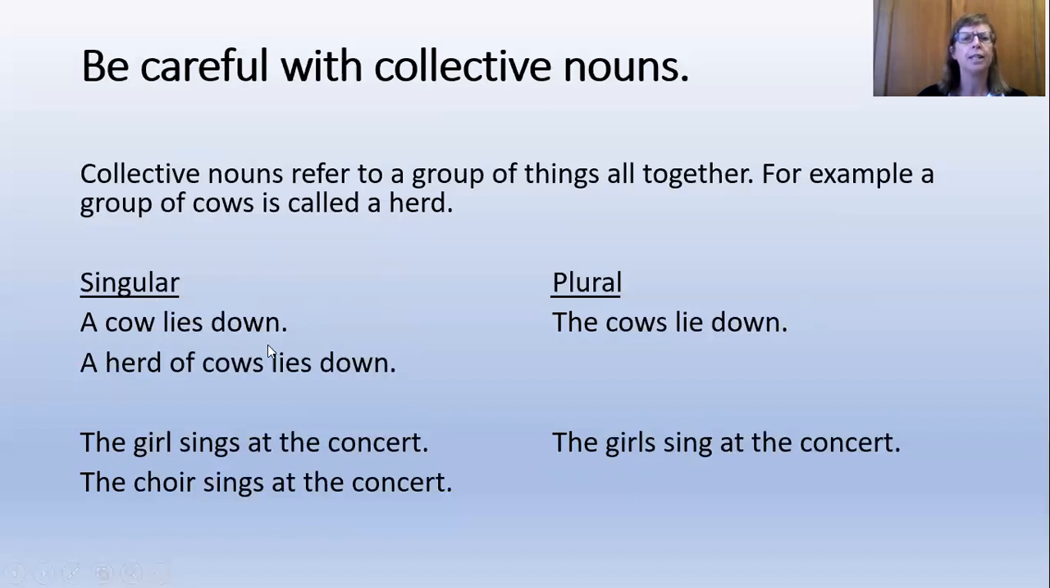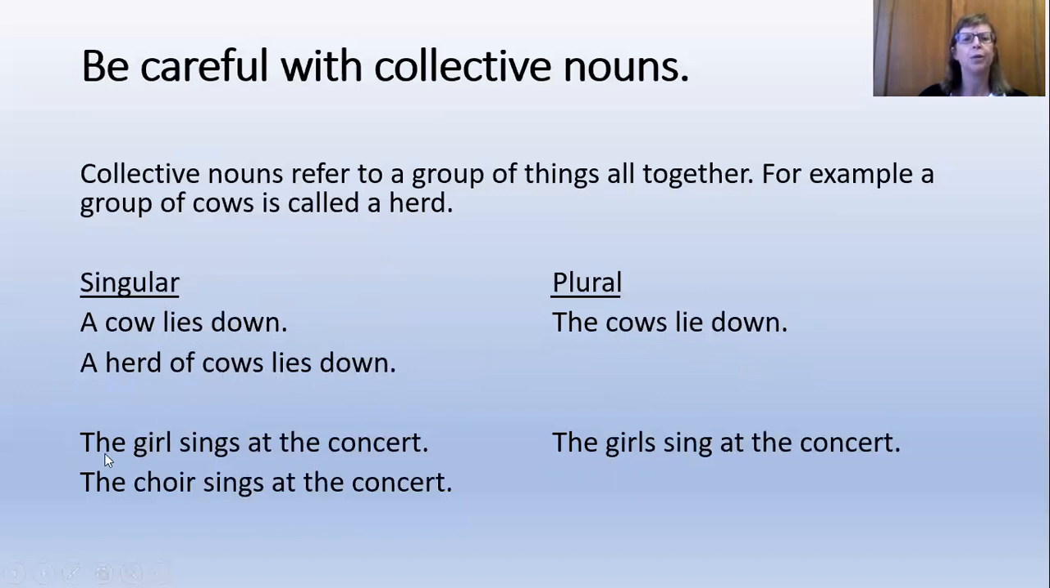Singular, a cow lies down with the S there. The cows lie down. However, if instead of saying the cows, we say a herd of cows, then we need to use the S because a herd of cows is a single item. A herd of cows lies down.